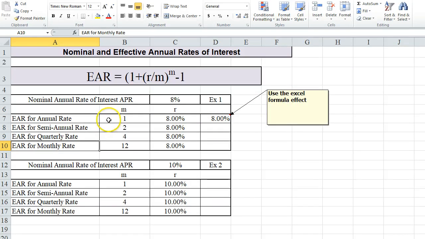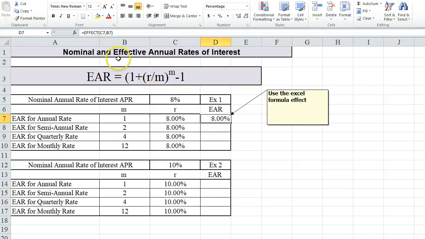So if there's only one annual rate and the frequency m is 1, there's going to be no change between the nominal rate expressed by r and the effective rate. So I should put this here because this is what we're calculating. And let me just center that so it looks good. So this is what we're calculating, the effective annual rate.